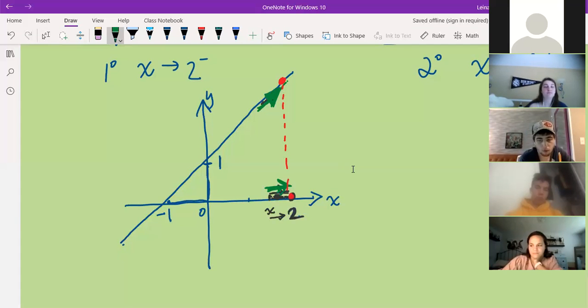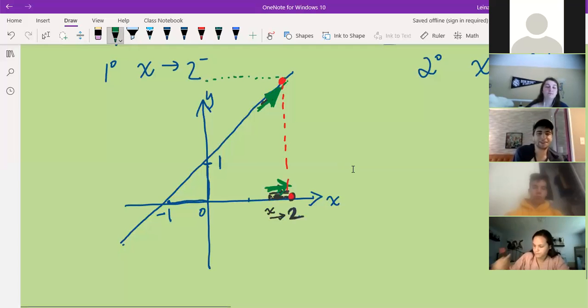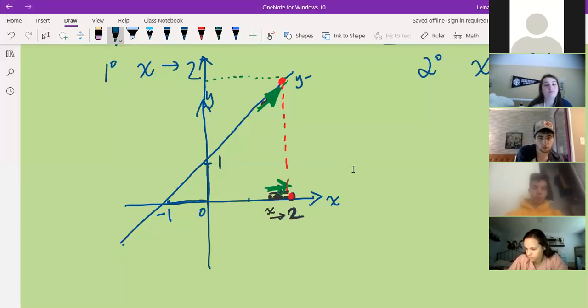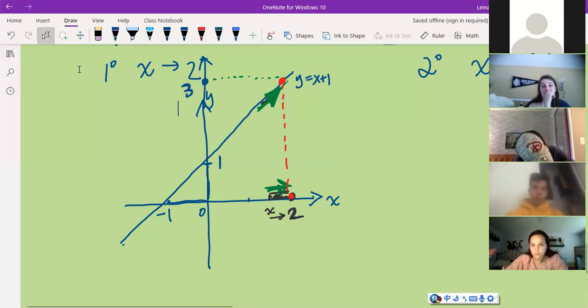Is that clear, guys? Okay. What is the y coordinate of this pink dot? Where does the pink dot match on the y-axis? Remember, this line is y equals x plus 1. So if x equals 2, this y actually equals 3, right? Are you guys confused, Jordan?